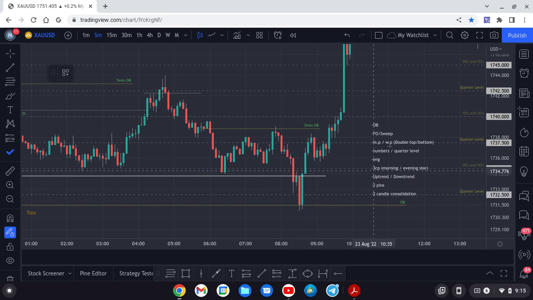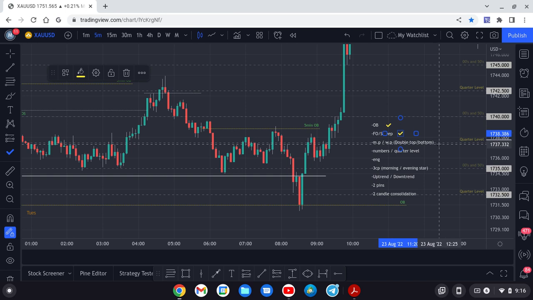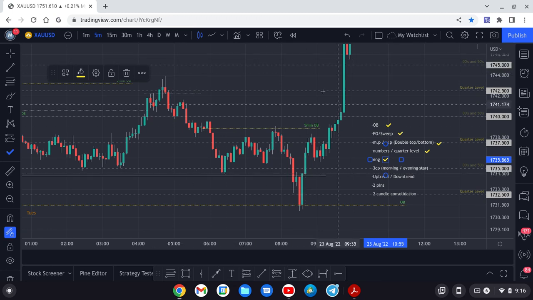Now, here we have the order block being our first confirmation. Then we have a fake out. There we go. That's our second confirmation. And the double bottom, our third confirmation. And then we have price touching the quarter level. That's our fourth confirmation. And we have the bullish candle here. That's our fifth confirmation. And after this fifth confirmation, you'd enter a trade right here with your take profit at the high of the day.